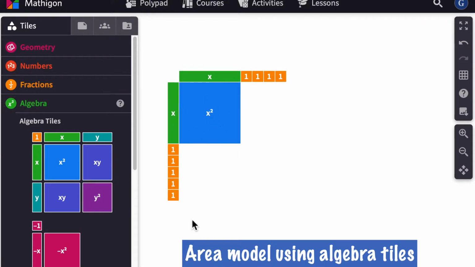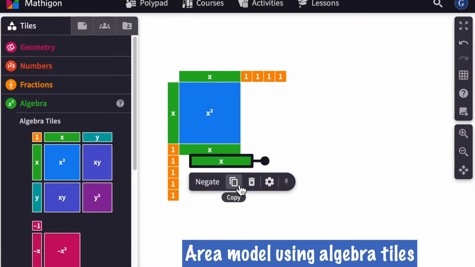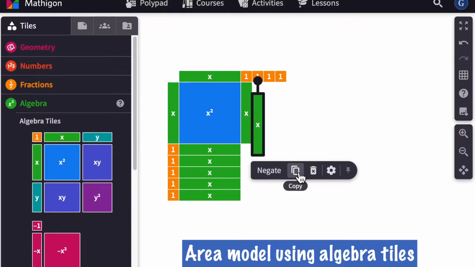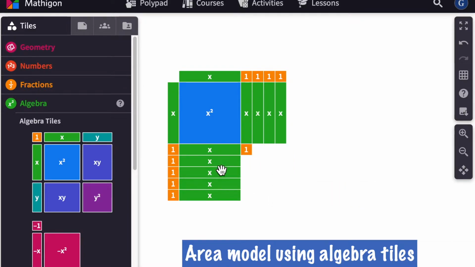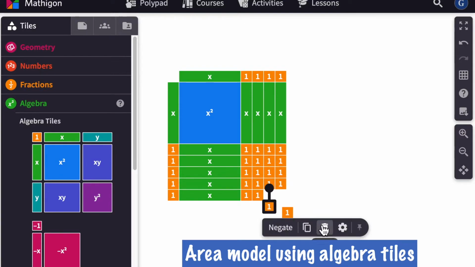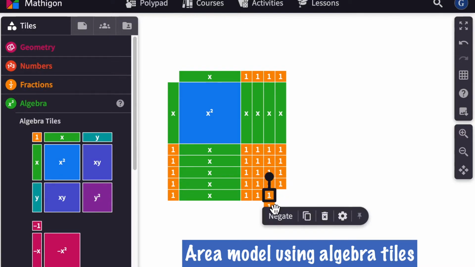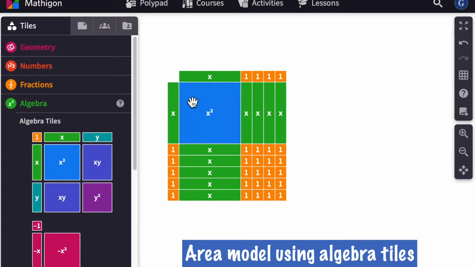X times x is x squared. And we have 1, 2, 3, 4, 5, 6, 7, 8, 9 x's. And then we'd fill in all of these ones to make 20. And there it is. X plus 5 times x plus 4 makes x squared plus 9x plus 20.